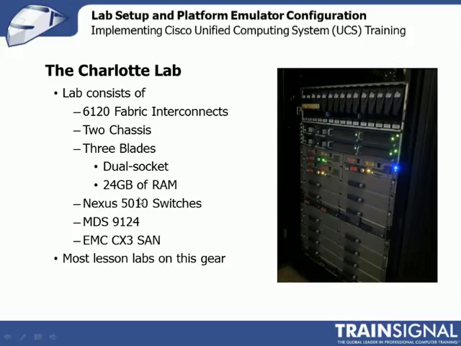Along with this, for the Ethernet side of the house, I'm using Nexus 5010 switches for 10 gig Ethernet. For Fibre Channel connectivity, I have a Cisco MDS 9124, and for storage array, I have an EMC CX3 SAN. So it's a very well self-contained environment, really good for doing almost anything that I need to do.